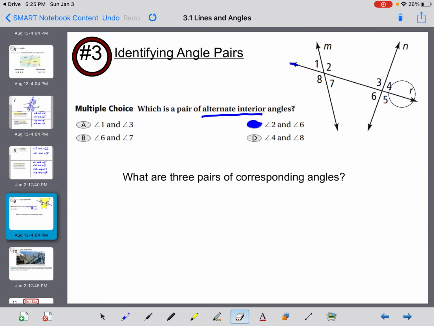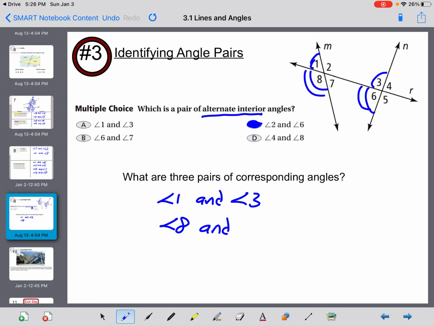Now they ask for 3 pairs of corresponding angles. So those are the ones we just reviewed. So angle 1 is in the same position as angle 3. Angle 8 is in the same position as angle 6. And angle 2 is in the same position as angle 4. And if you want to give the last one, we could say 7 and 5.